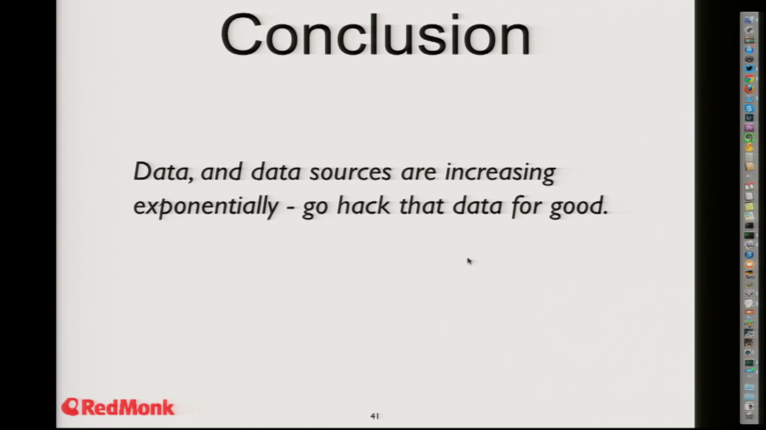So the conclusion from all of this, very quickly: data and the data sources are increasing exponentially. Let's go hack that data for good.